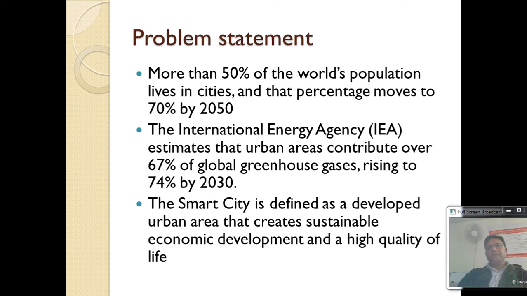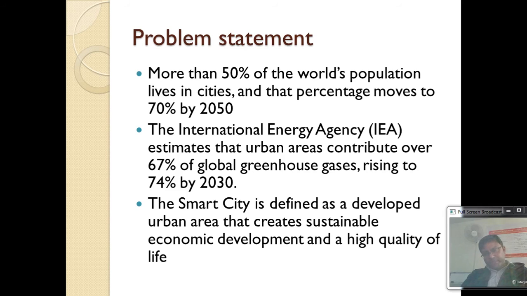The problem statement is why do we require a smart city and why there is a whole lot of screaming about this smart city initiative. This is because more than 50% of the world's population lives in cities as of now, and the percentage would be 70% by 2050. And when people are living in the cities, the energy demand and the emission of greenhouse gases would actually increase by around 8%, from 67 to 74% by the year 2030.